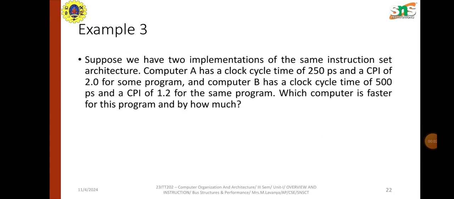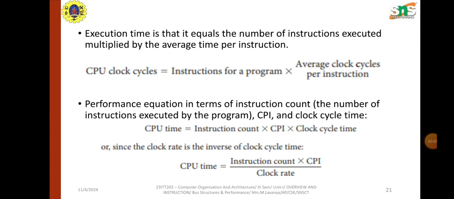This is the continuation of performance, and this is the next equation which we are going to solve the problem. And the equation is nothing but it relates the number of instructions of the program and the clock cycles required for execution of an instruction. So CPU clock cycle equals instruction count of the program times average clock cycles per instruction.